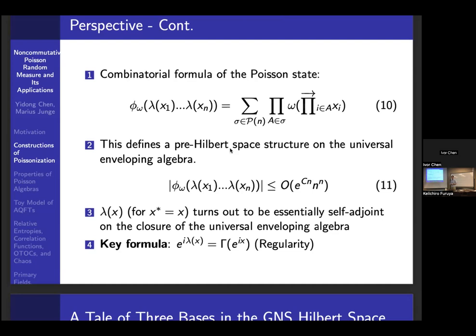What's the ordering? Ordering is just the usual ordering of natural numbers. I'm ordering the subscripts. So let me write down an example. Let's say n equals 4.